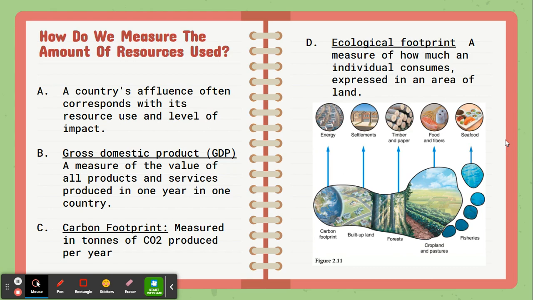So that also ties into GDP, or gross domestic product, right? So that's a measure of all the value of products and services that the country produces. So the greater the GDP, the greater the affluence.